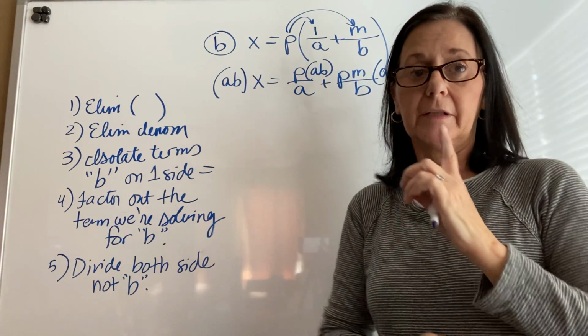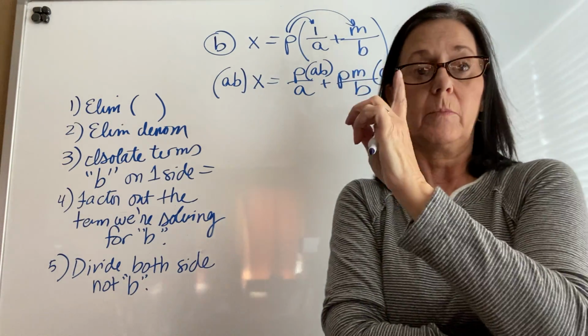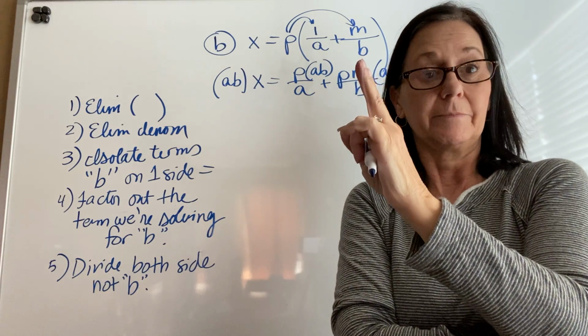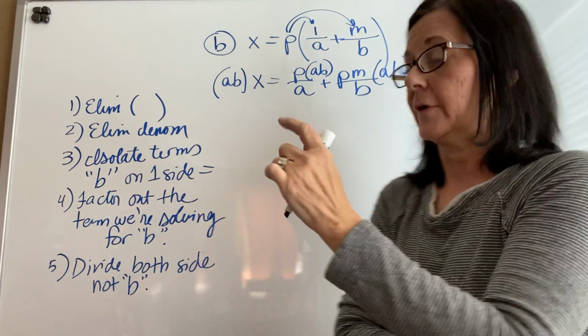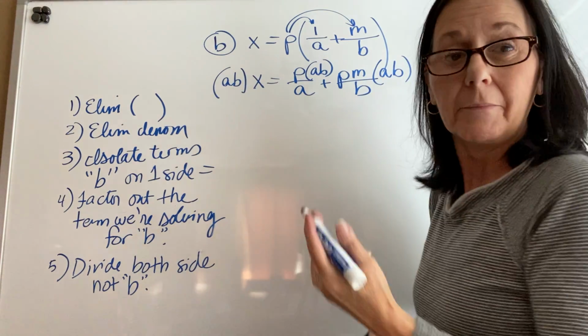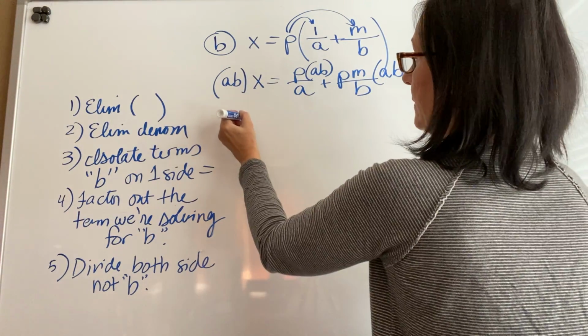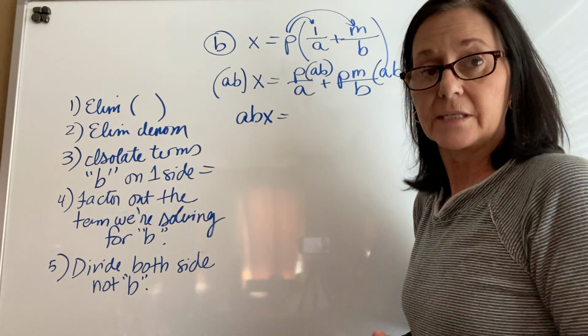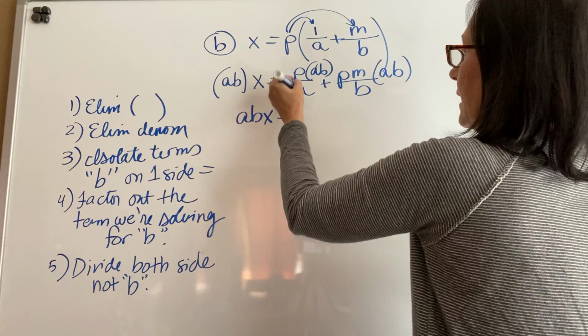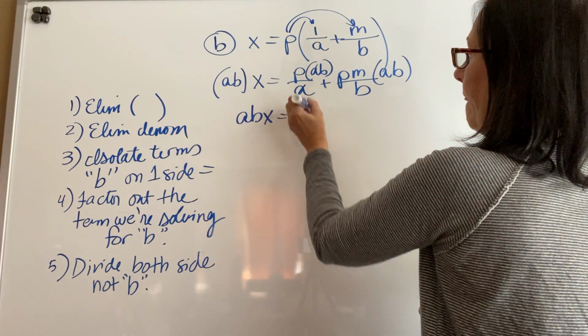But remember, I'm eliminating the denominator. So before I multiply, I simplify. That's right, I can only simplify terms that are multiplied. All right, so this one, there's no denominator, no simplifying. It's just abx. This term, we're going to simplify. Our a's eliminate. I'm left with pb.